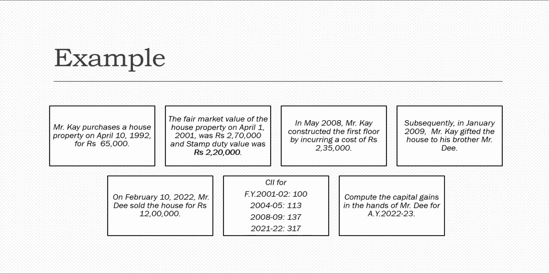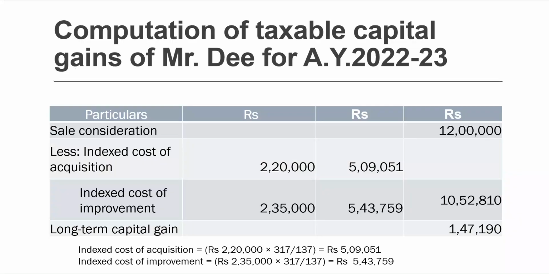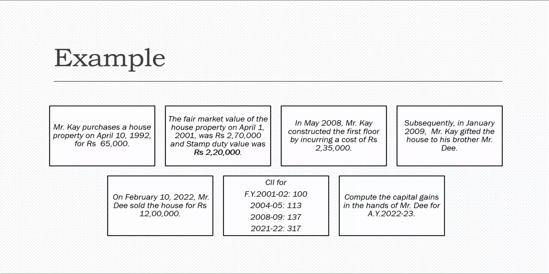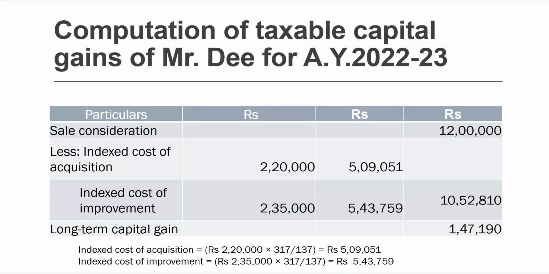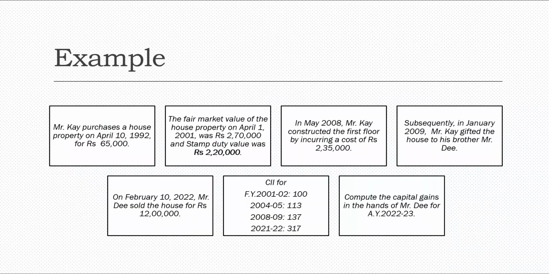Now, Mr. K, he has spent 2 lakh 35,000. So this is cost of improvement. So we'll take that. Okay. So let's understand. So this is 12 lakh sale consideration. Then indexation cost will be 2 lakh 20,000. And we will take the inflation index from 137. So 137 was 2008, 2009.